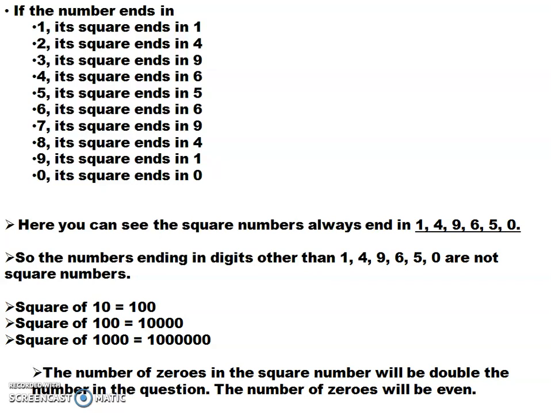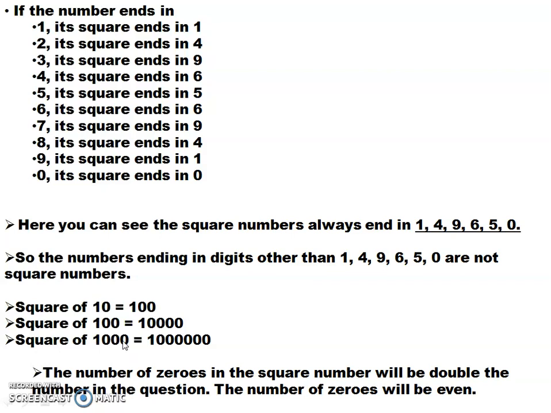Clear? I told you before, you have a particular condition with 0. Let's see what the condition is. Square of 10 is 100. How many zeros are there in 10? 1. What about the zeros in 100? 2. Square of 100 is 10,000. How many zeros in this? 1, 2, 3, 4. If 100 has 2 zeros, its square has 4 zeros.